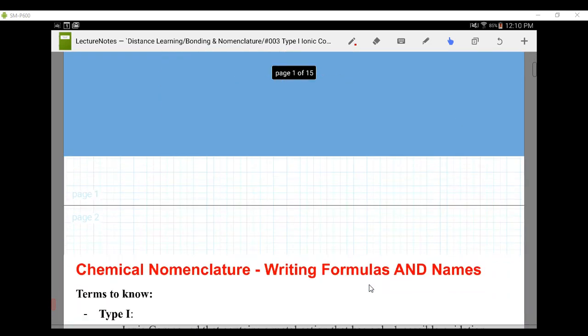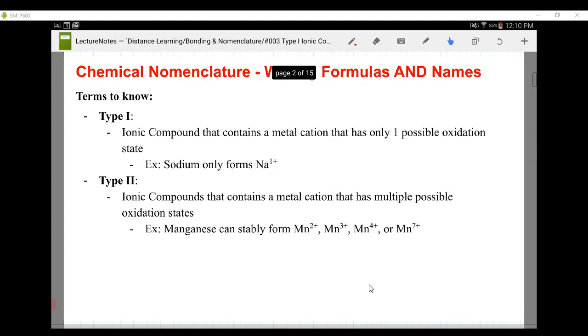Different rules are kind of applied to each of the different ionic compounds as well as covalent acids. So we need to understand what those different terms refer to so that we know when to use each different thing. For the beginning of ionic compounds, we have type 1s and type 2s.